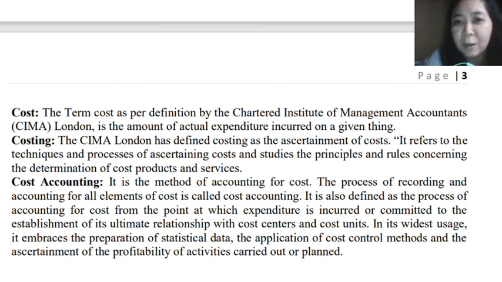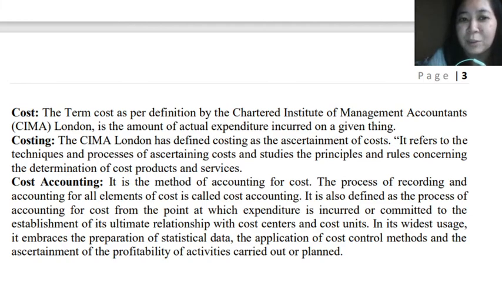Later on as we go along with our discussion, you will learn the different costing systems or techniques that can be used and that are appropriate and acceptable. So that is costing, while cost again is the amount that is spent. Costing is the process of accumulating or determining the costs.